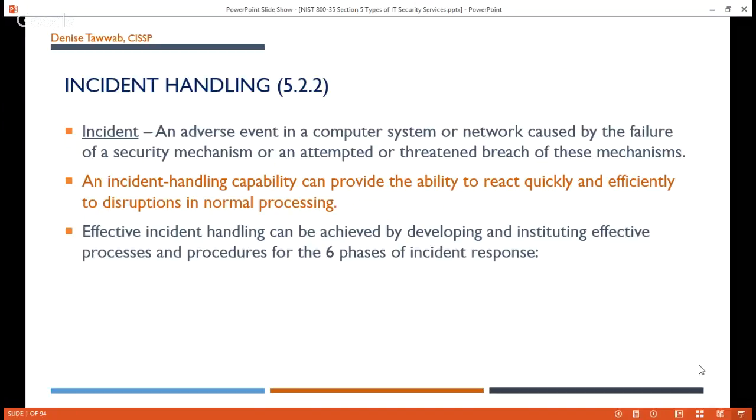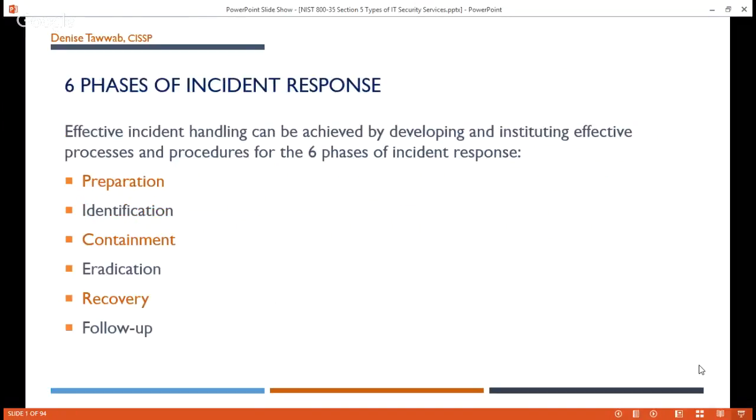An incident handling capability is something that your organization needs to provide the ability to react quickly and efficiently to disruptions in normal processing. Effective incident handling can be achieved by developing and instituting effective processes and procedures for the 6 phases of incident response. And here are your 6 phases of incident response: preparation, identification, containment, eradication, recovery, and follow-up.